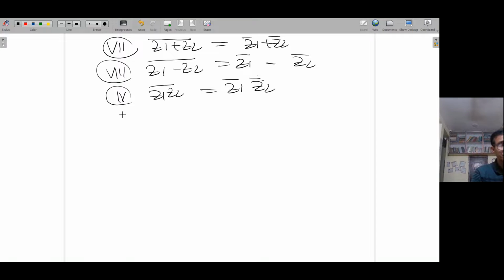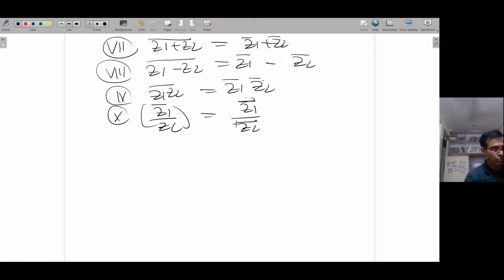Okay, now z1 by z2, whole conjugate, is z1 conjugate by z2 conjugate, if z2 is not equal to 0.